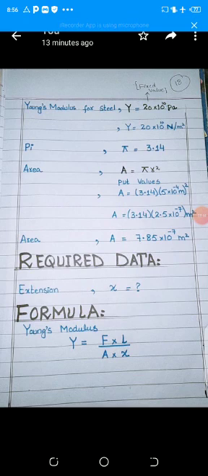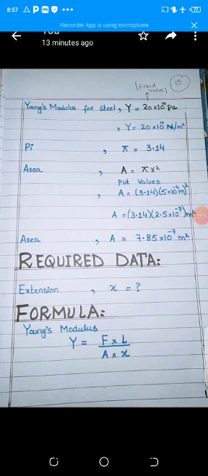We know that area A equals pi r square. Now putting the value, A equals 3.14 multiplied by 5 multiplied by 10 raised to the power minus 4 meter, whole square. First we are going to solve the square. The answer comes to 2.5 multiplied by 10 raised to the power minus 7 meter square, and 3.14 remains the same. Multiplying these two, the answer comes to 7.85 multiplied by 10 raised to the power minus 7 meter square. The required data is extension X, which is the unknown.